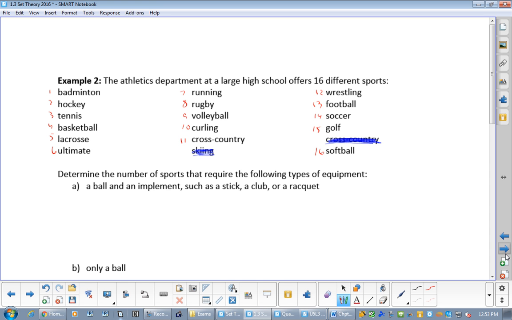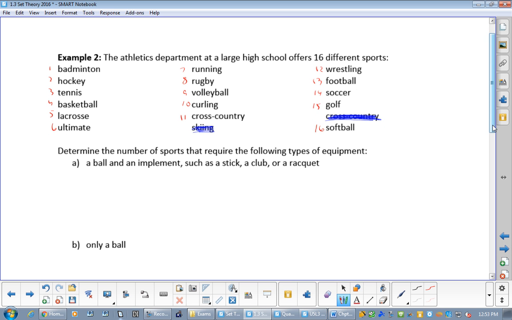So, determine the number of sports that require the following types of equipment: a ball and an implement, such as a stick, a club, or a racket. Okay, so we're not going to count a birdie as a ball, even though it has a little rubber thing at the end. And believe me, if this was a diploma question, it would be very clear. Because they field test them, and teachers, students, they write comments. Can this be this? And then they take that and they go, okay, we got to get rid of this question.